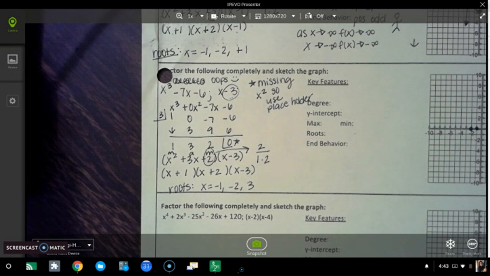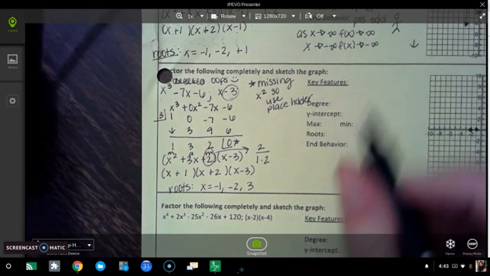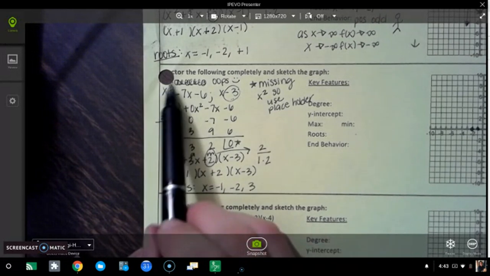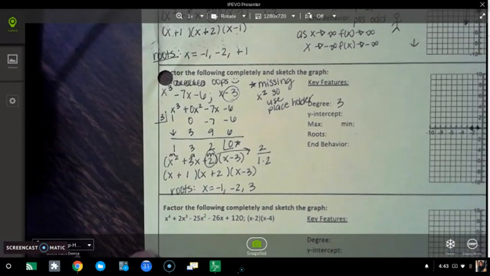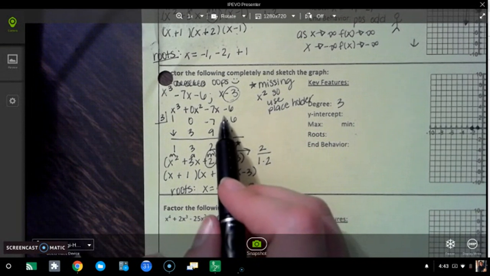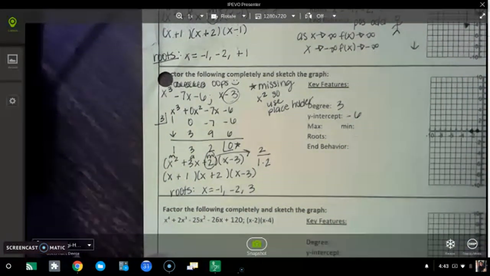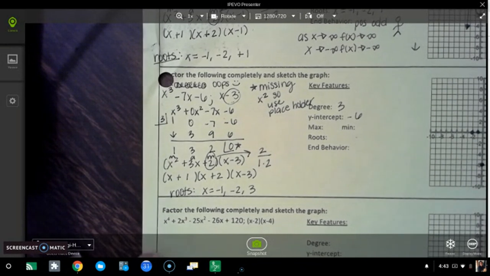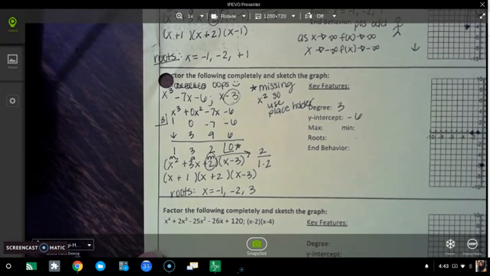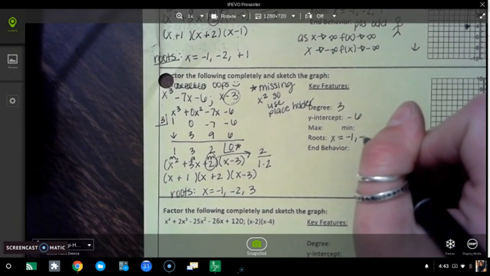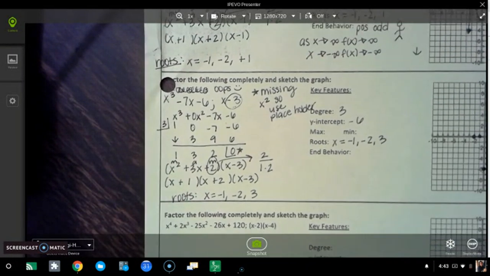All right, so this guy, my degree is 3. It doesn't matter if we had to have a placeholder, my degree is still 3. What's my y-intercept? My y-intercept is my last term that doesn't have an x attached to it, so it's negative 6. Plot that guy. Max and min. We will do it after we plot the graph. Roots, let's write them down. X equals negative 1, negative 2, and 3.